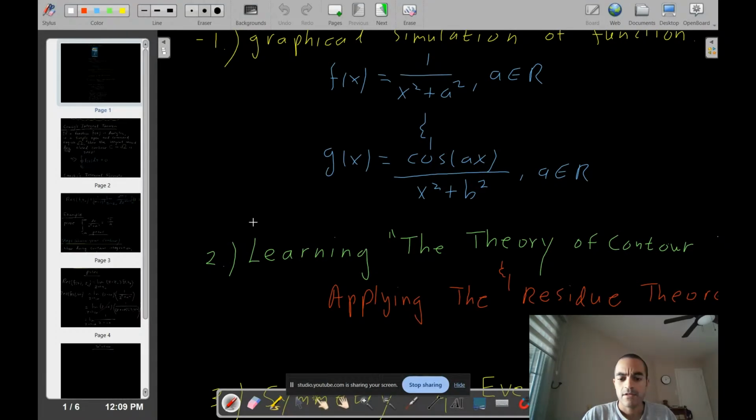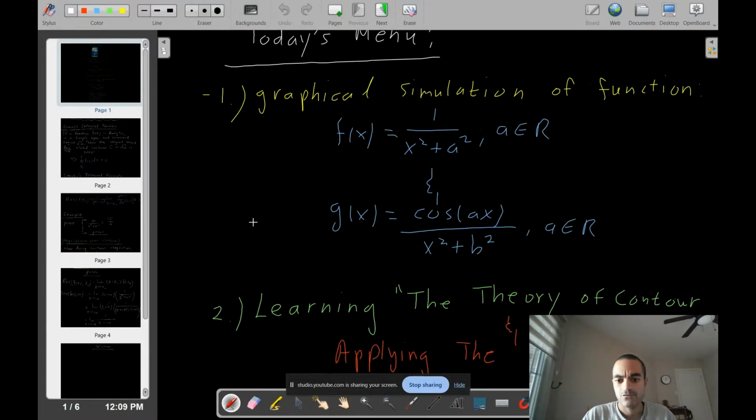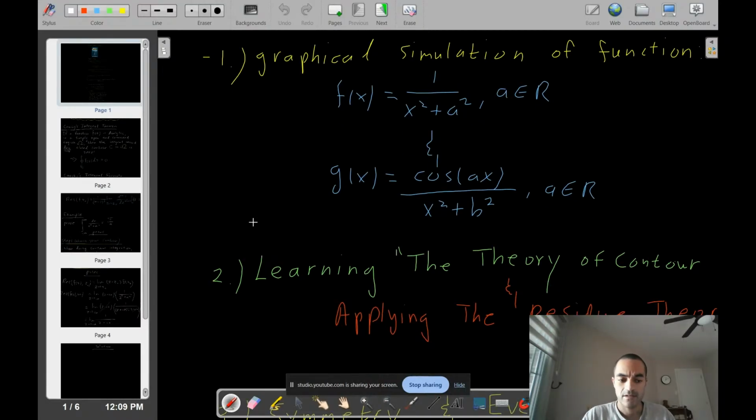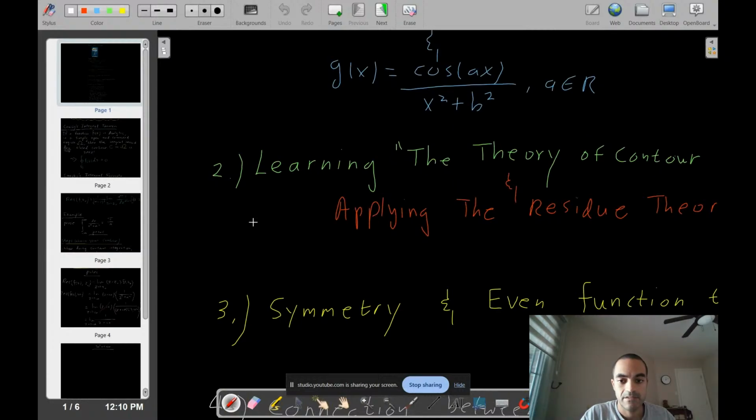I'll continue. So we're going to be looking at the graphical simulations of two functions. f(x) equals 1 over x squared plus a squared, where a is a real number, a belongs to R. And we'll also look at g(x), which equals cosine of ax, all divided by x squared plus b squared, where both a and b are real numbers, where x is independent and changing.